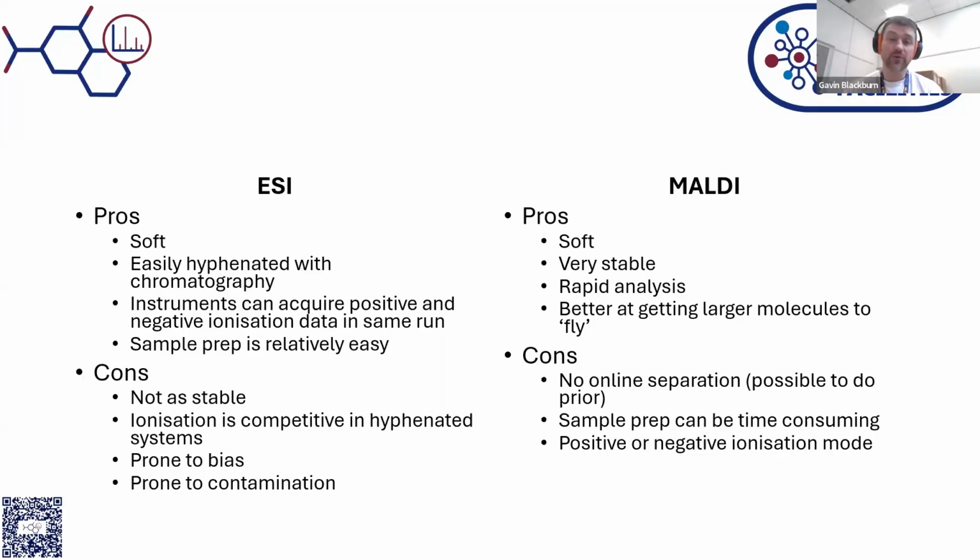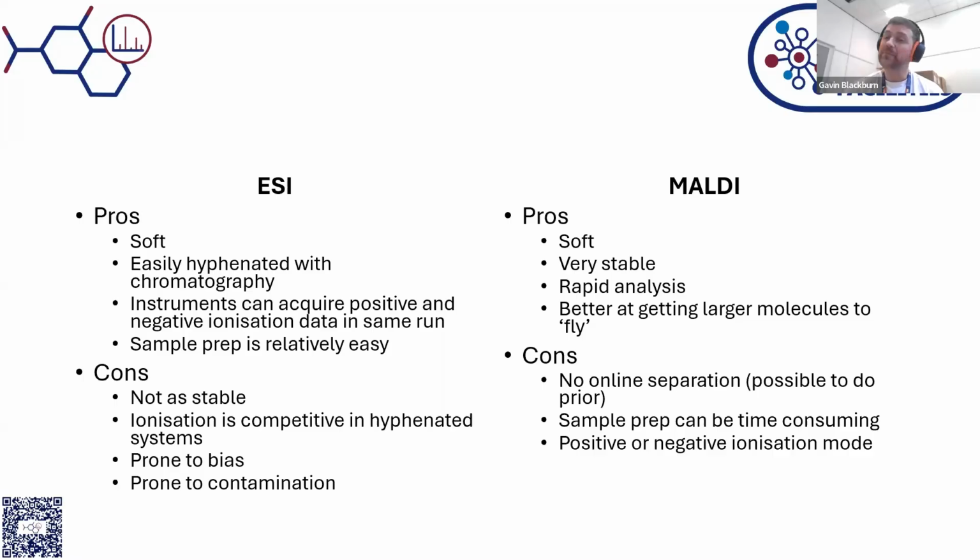MALDI, on the other hand, is also soft, but it's very, very stable. It's really nice and reproducible. It also allows for rapid analysis. You are firing a laser at a spot, you are getting all of your analytes off, and then you can move on to your next spot. So we can run through lots and lots of samples really quickly. It's also very good at getting larger molecules to fly. And by fly, we mean essentially get into the vapor phase so they can travel into the mass spec and be analyzed. The con we have with MALDI is that there's no online separation. We can certainly do separation prior to samples, but everything has to go into the mass spec at the same time.